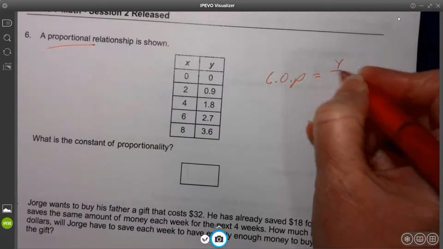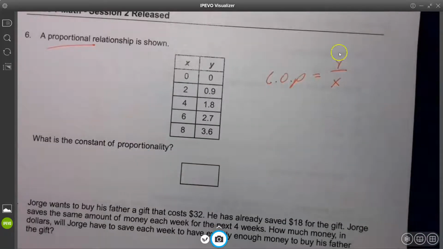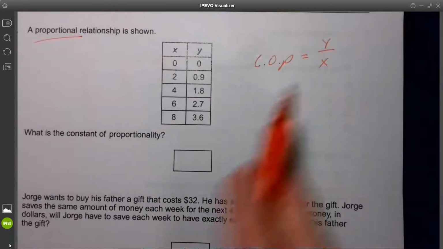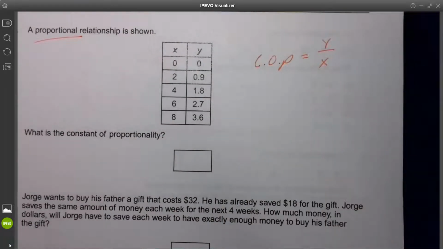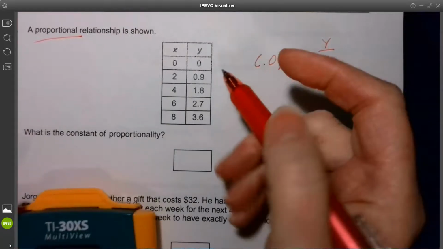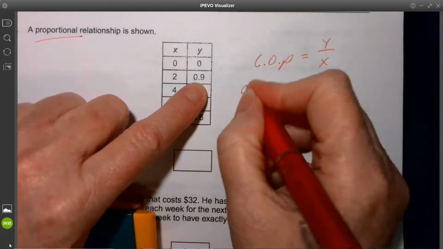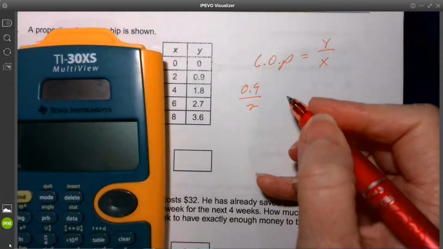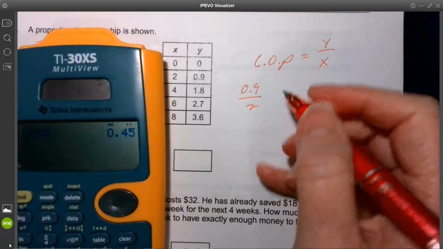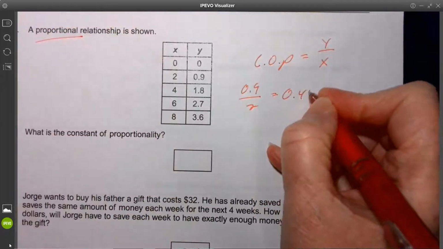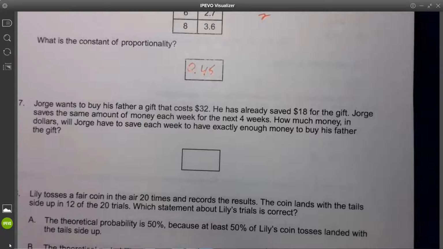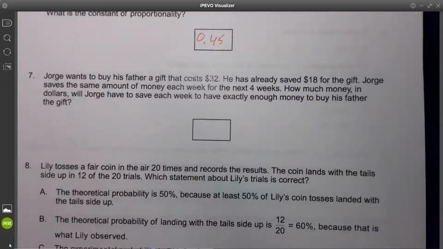Okay, remember, constant of proportionality is y over x. And you can take any y value that you want to, and we can find the constant of proportionality using our calculator. So I'm just going to choose 0.9 divided by 2 because it's y over x. So I take 0.9 divided by 2, and we get 0.45. That's our constant of proportionality. Okay? Number 7, read that one.